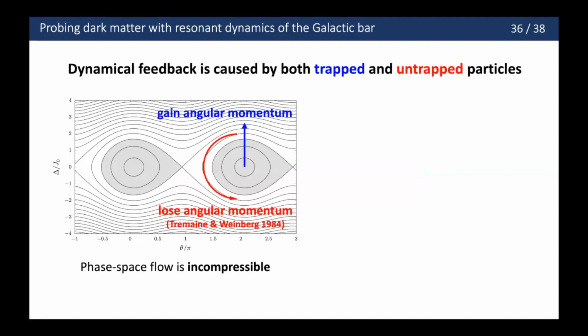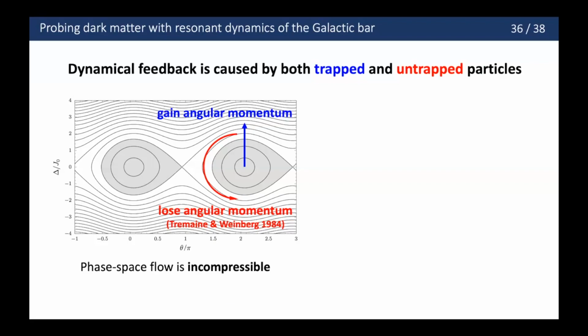Now, I told you that dynamical feedback is by trapped orbits, but it's actually caused by both trapped and untrapped particles. And the reason is, when these trapped regions move in phase space, because the phase space flow is incompressible, any particles in the way of the moving resonance have to flow down, which means that they have to lose angular momentum. And it was actually this torque due to the untrapped orbits that Chiba and Weinberg first identified and named dynamical feedback.